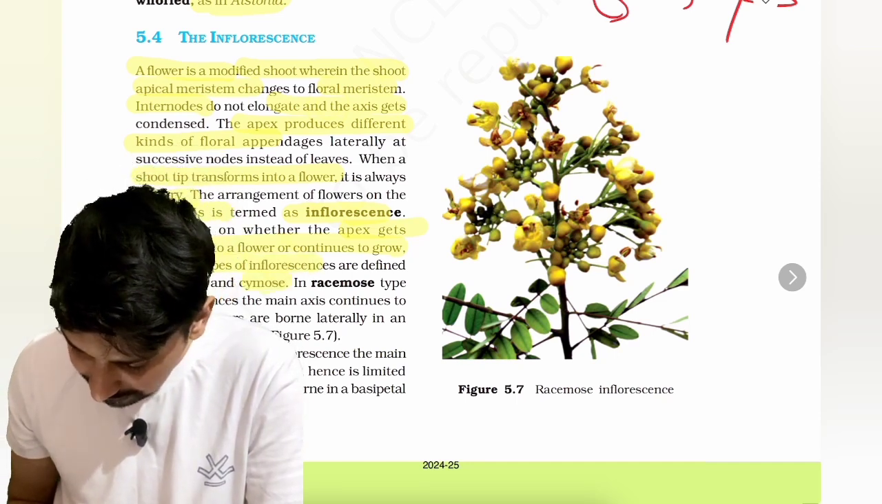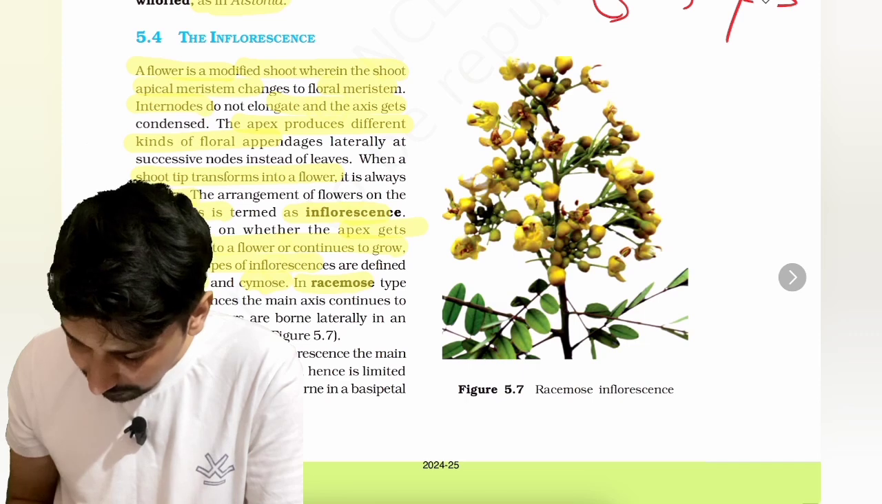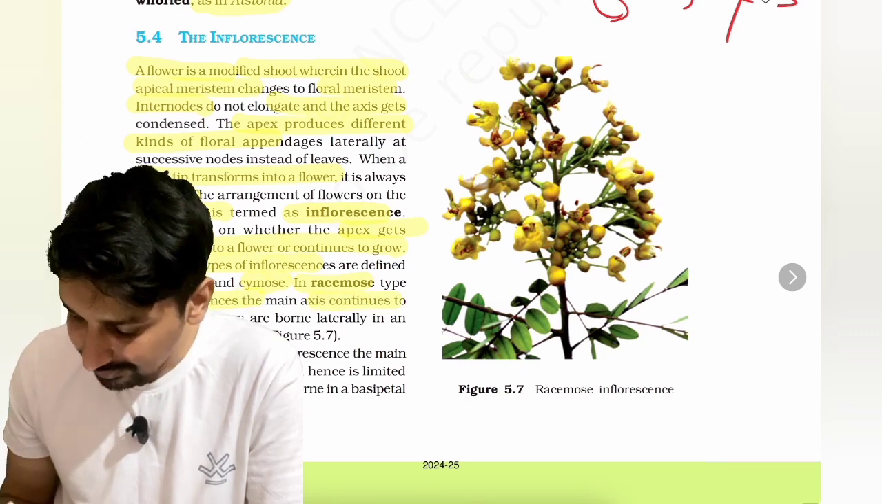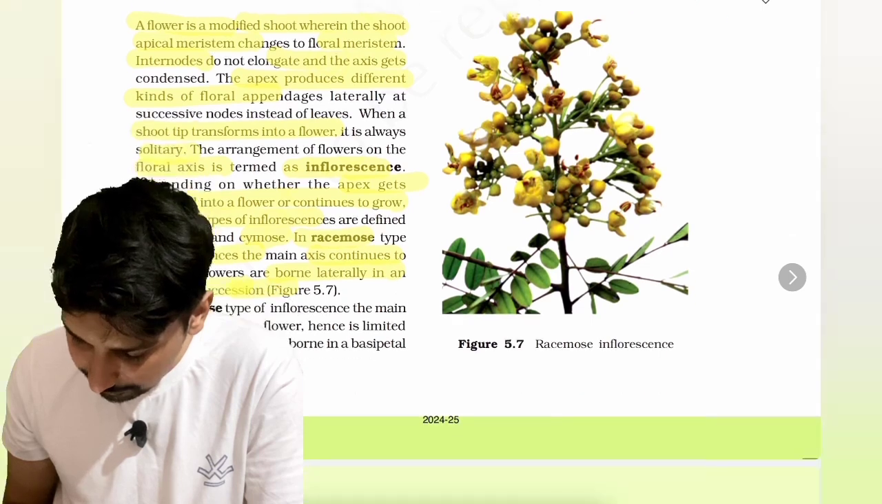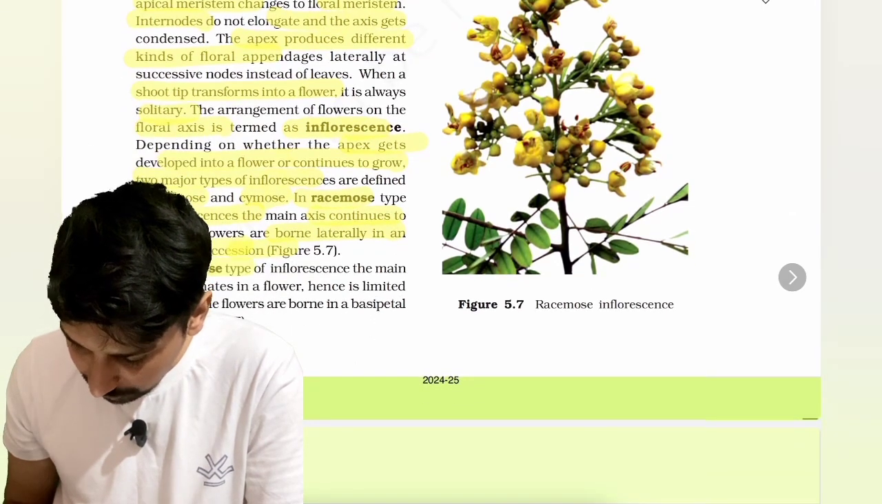In racemose type of inflorescence, the main axis continues to grow, and the flowers are borne laterally in acropetal succession. In cymose type of inflorescence, the main axis terminates in a flower, hence it is of limited growth.